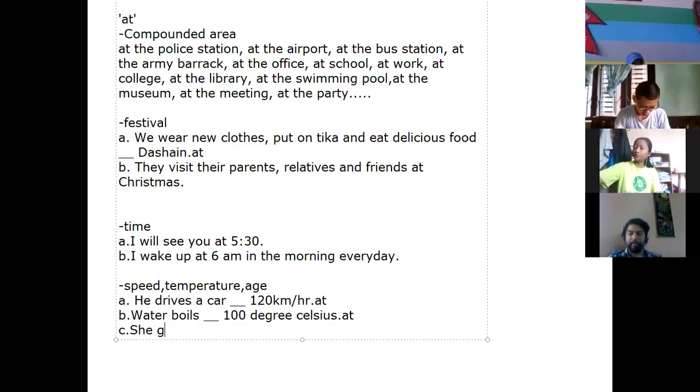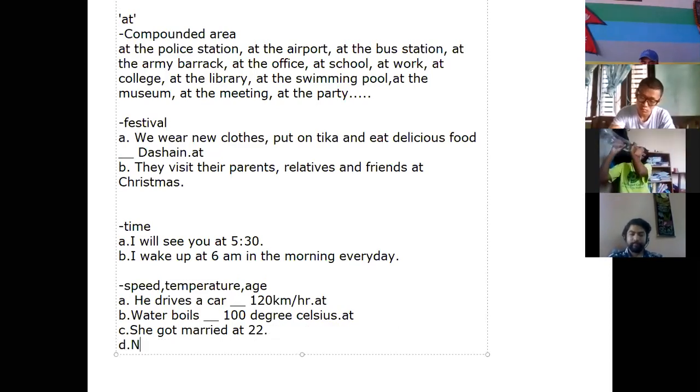She got married at 22. When you go? So when she married, she was 22 years old. She got married at 22. 22 means her age was the age. My grandfather died at 80, meaning at the age of 80.